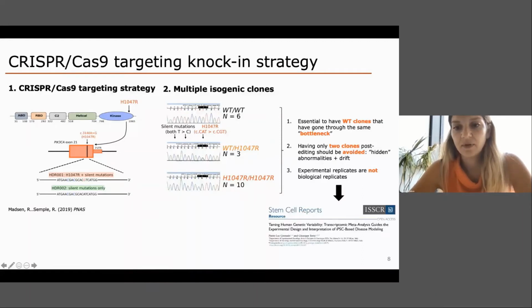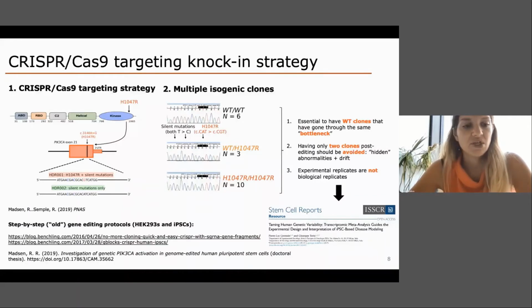A bit of potentially useful resource, the Stem Cell Reports paper is a good guide if you want to know more about tips and tricks for experimental design and interpretation of iPSC-based disease modeling, especially whether or not you need multiple different iPSC genotypes, which will partly depend on the research question.